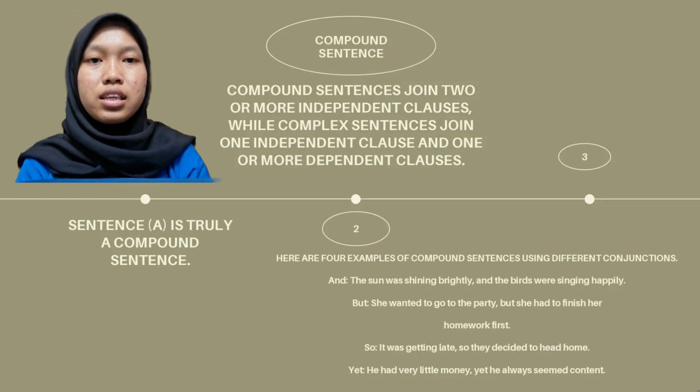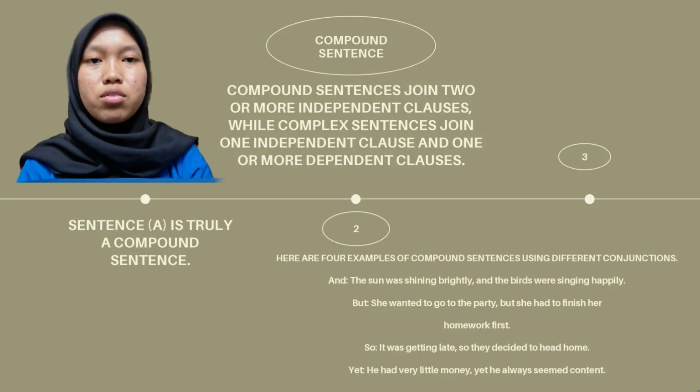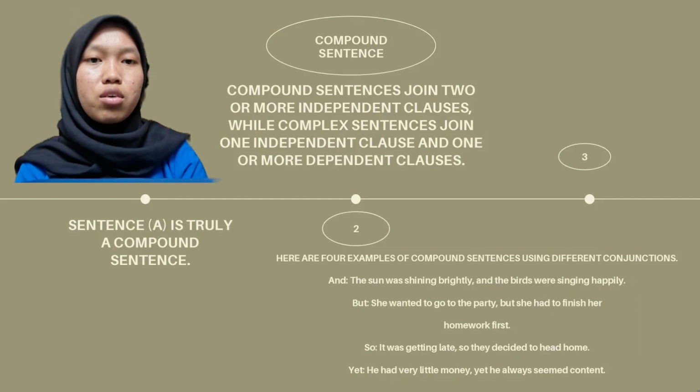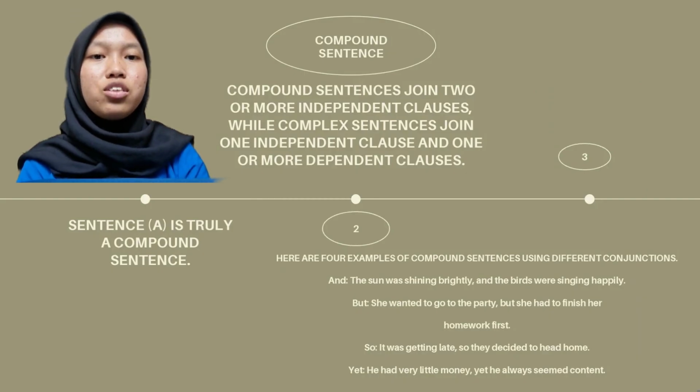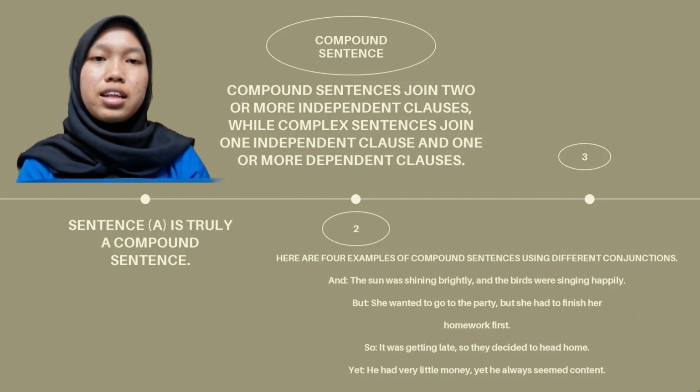A complex sentence consists of one independent clause and at least one dependent subordinate clause. The dependent clause relies on the independent clause for its full meaning and is introduced by subordinating conjunctions such as because, although, while, if, and until.